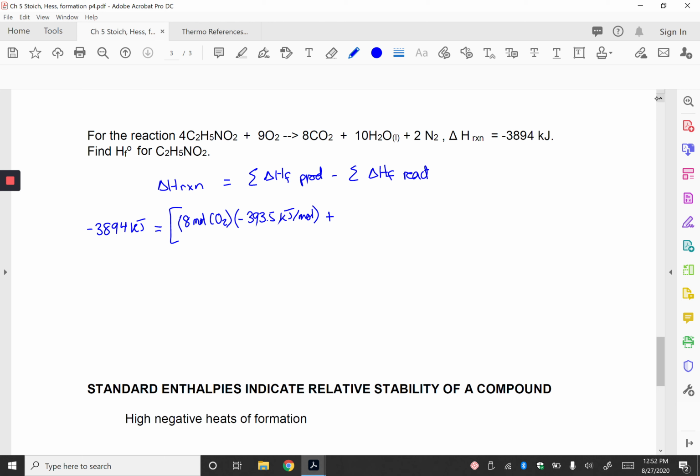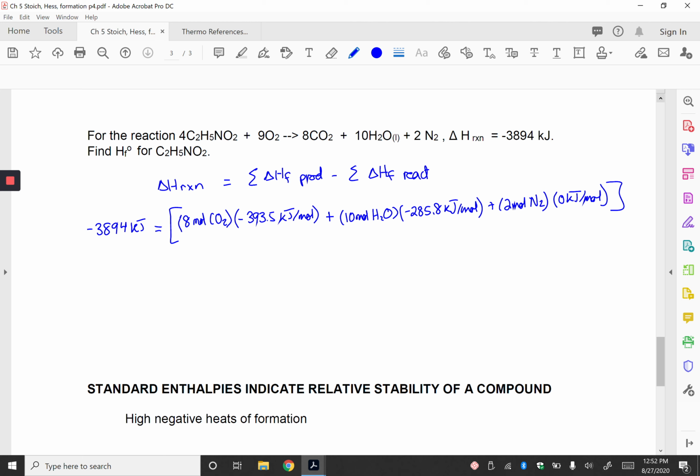We have another product, 10 H2O. So 10 moles of H2O. And this time they're specifying that it's a liquid, so we look up the value for the liquid. It's negative 285.8 kilojoules per mole. And we also have a third product, 2 moles of N2, and that is 0 kilojoules per mole because it's an element in its natural state.